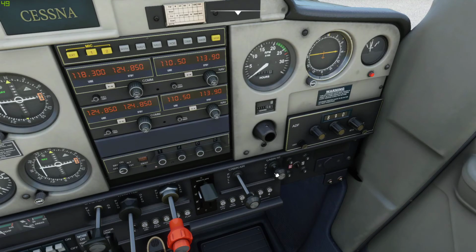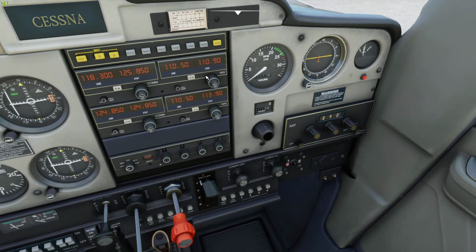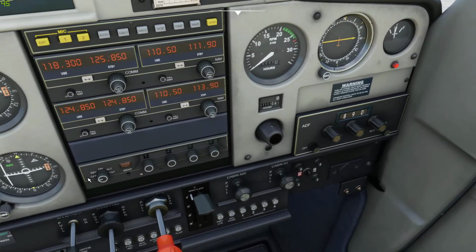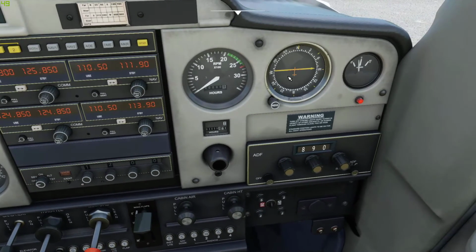This is just air conditioning. This is an ADF radio. We use our radio panel, just tune frequencies in here. We'll talk about that later. Here's a transponder. We can also worry about that later. This is our RPM gauge, or reader. It's called a tachometer, and it just shows us what the RPM of the engine is.